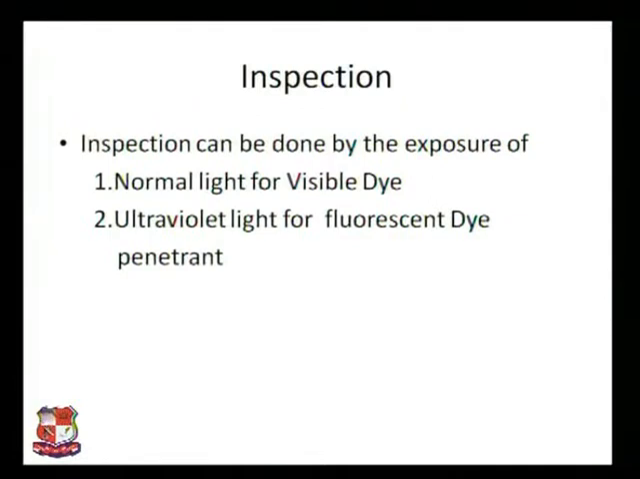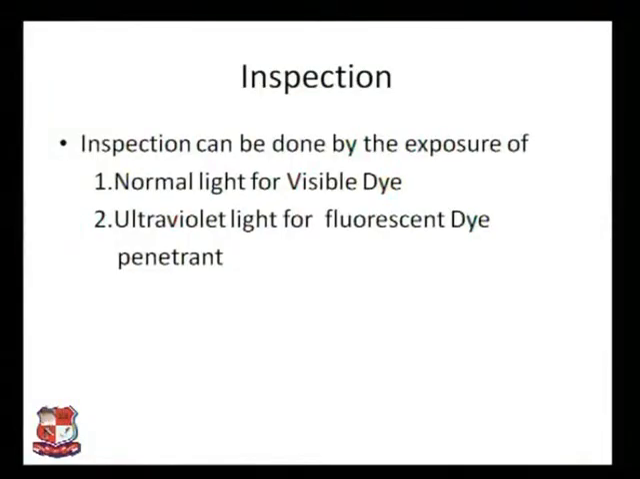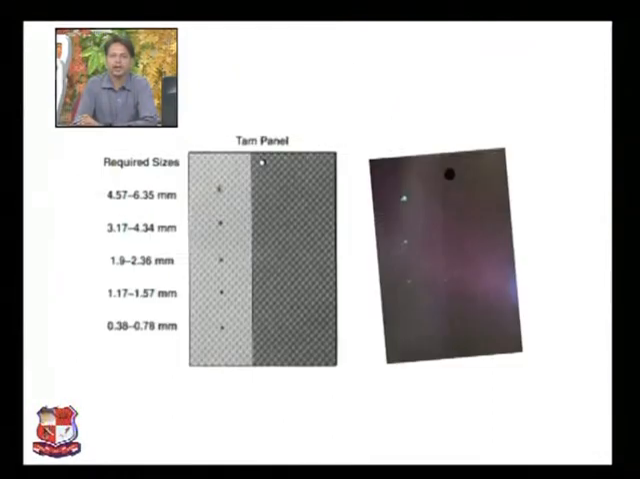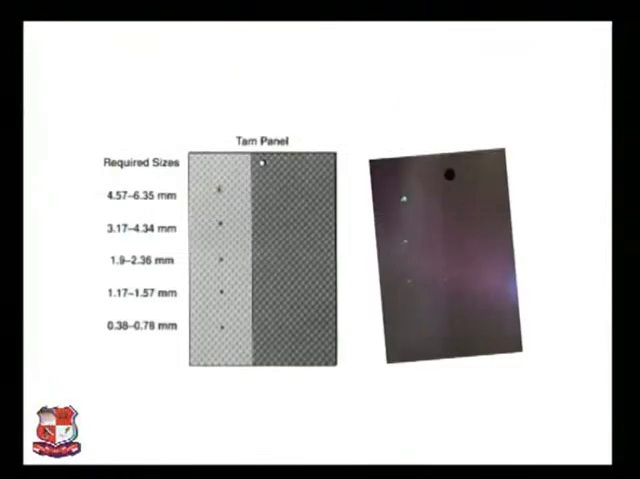But if you are using another type of dye, that is fluorescent dye, then you have to use ultraviolet light to test that material. Ultraviolet light is used so that the fluorescent dye will highlight the cracks on the surface. So these are some procedures to inspect a material by using liquid penetrant.